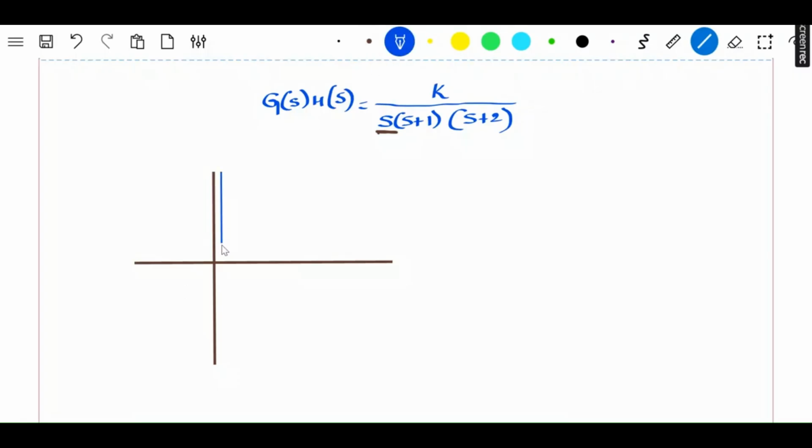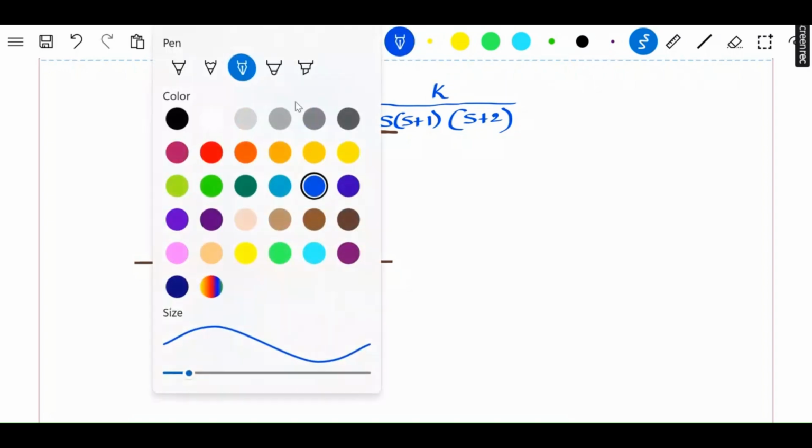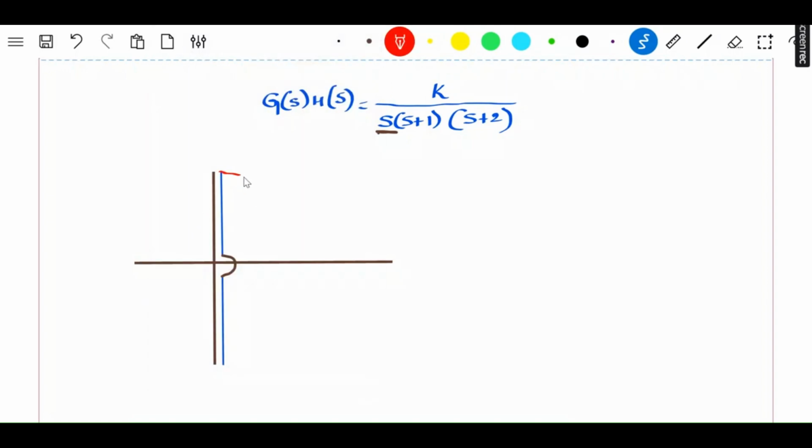So here you will get a small semicircle. So that is very important. Okay, this is a small semicircle which we get, and we also have a big semicircle, this one. Okay. Now this is A, this is B, this is C, D.